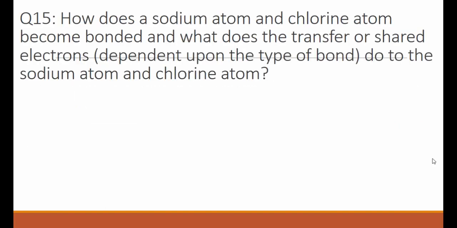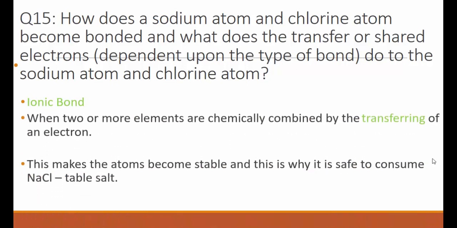How does a sodium atom and chlorine atom become bonded, and what is the transfer or shared electrons, depending on the type of bond that we just talked about? Well, they become bonded by an ionic bond. You don't need to rewind the video because I have the definition right here, just like I did. It's when two or more elements are chemically combined by the transferring of an electron. So they transfer an electron over, and when they become chemically combined through an ionic bond, they become stable. And this makes the atoms become stable, and that's why it's safe to consume table salt.